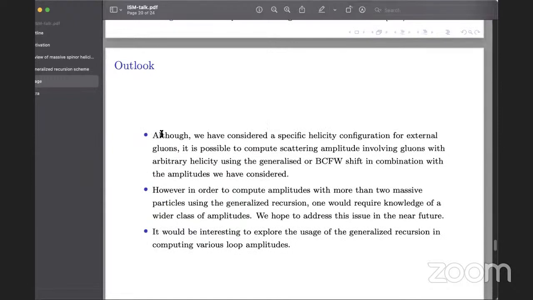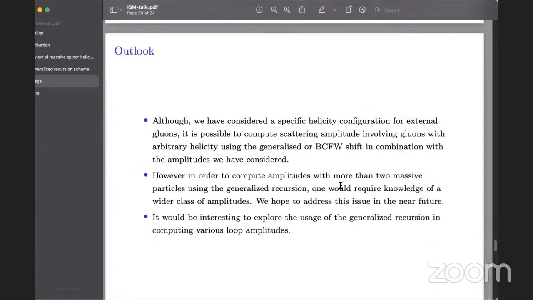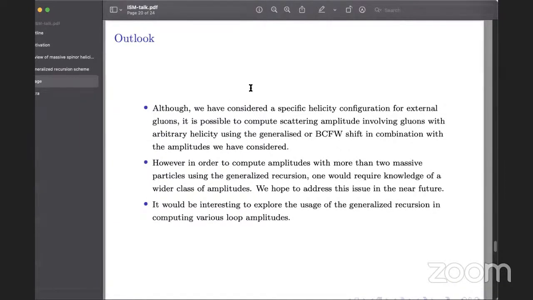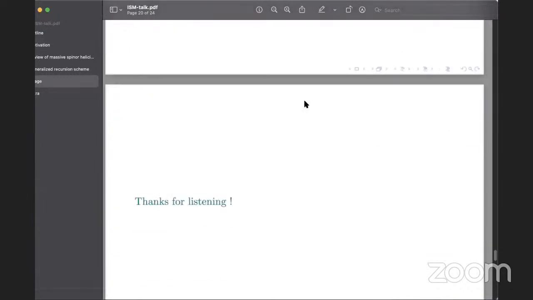Okay, I will just take one more minute. Although we have considered a specific helicity configuration for external gluons, it is possible to compute scattering amplitudes involving gluons with arbitrary helicity using generalized or BCFW shift in combination with the amplitudes we have considered here. However, in order to compute amplitudes with more than 2 massive particles using generalized recursion, one would require knowledge of a wider class of amplitudes. We haven't done this, but we hope to address this problem in the near future. Another obvious step would be to explore the usage of this new recursion in computing various loop amplitudes. Thank you.